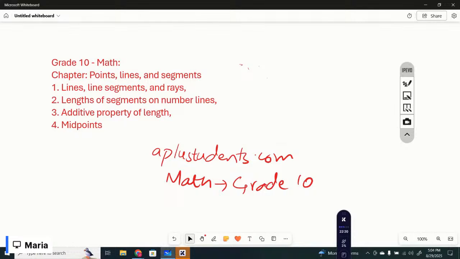There you can find a list of the chapters. We're going to start with the chapter points, lines, and segments. The lessons we're going to cover today are lines, line segments, and rays, the lengths of segments on number line, additive property of length, and midpoints. Please make sure you have your notebook and pencil so that you can note down the important examples and definitions as well.